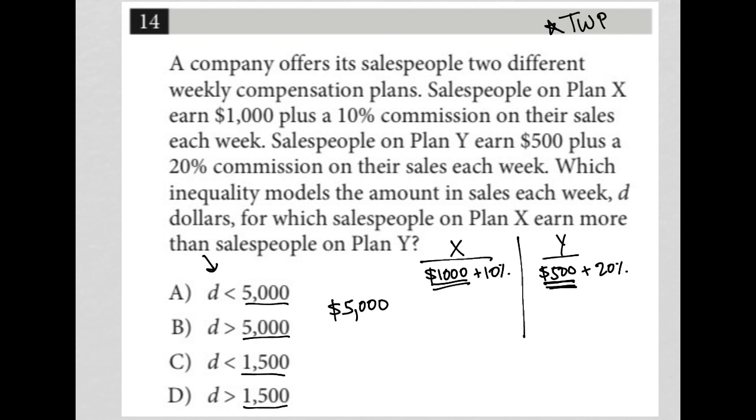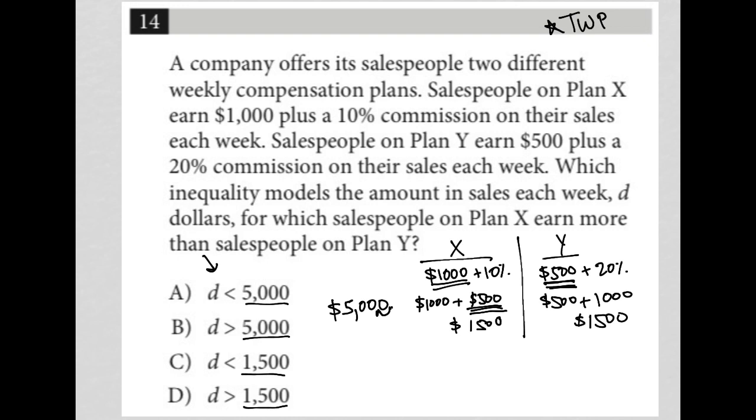Well, if you're in plan X, you're going to make your $1,000 plus you're going to get 10% of the $5,000, which is $500. Without a calculator, the easy way to find 10% of a number is put the decimal point in and just move it to the left one time. If you're in plan Y, you'd make your $500 and you'd get 20% of the sales. 20% is just 2 times or double 10%. So you'd get $1,000. And what do you know? In both these cases, each salesperson makes the exact same amount.